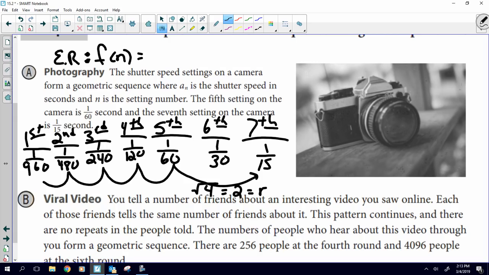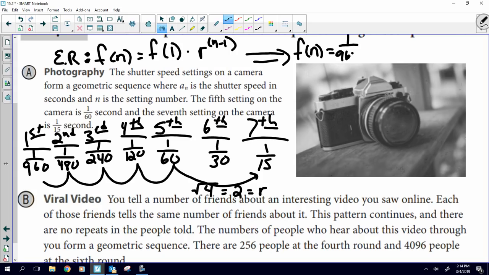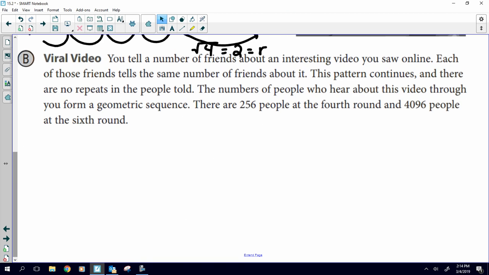So our f of n is equal to, again, I'm going to write the general form real quick, times the ratio to n minus 1. So that over here is going to make, ours is going to be like this, f of n equals, and my ratio is 2, okay, but my f of 1 is 1/960th, okay, times my ratio of 2 to the power of n minus 1. Okay, not too bad, right? You guys should be able to do that. All right, let's get on to something a little bit harder, all right?